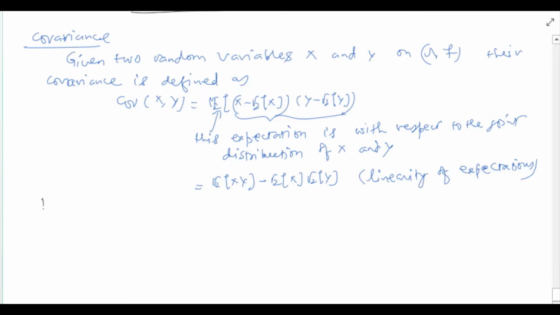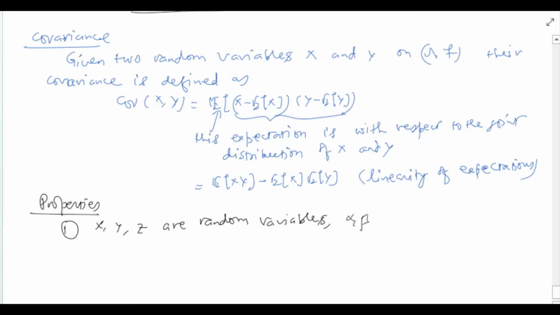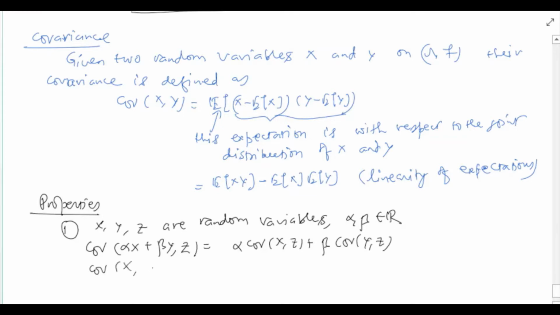Let's see a few properties of covariance. First property: if X, Y, Z are random variables, and alpha, beta are two numbers, then the covariance of alpha X plus beta Y and Z is alpha times the covariance of X and Z plus beta times the covariance of Y and Z. Further, the covariance of X and alpha Y plus beta Z can also be written as alpha times the covariance of X and Y plus beta times the covariance of X and Z.